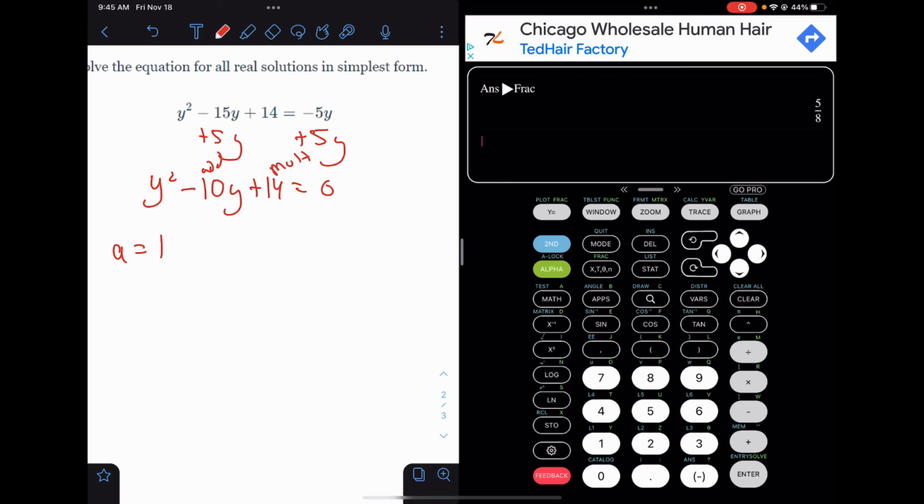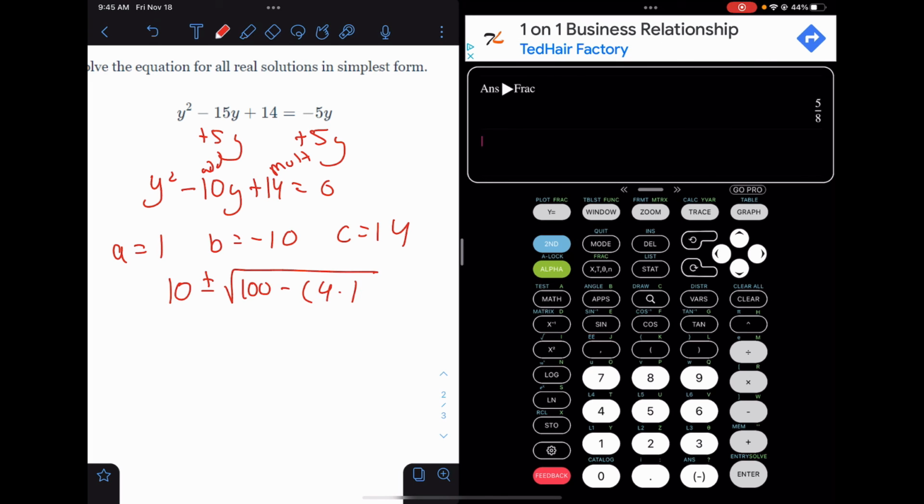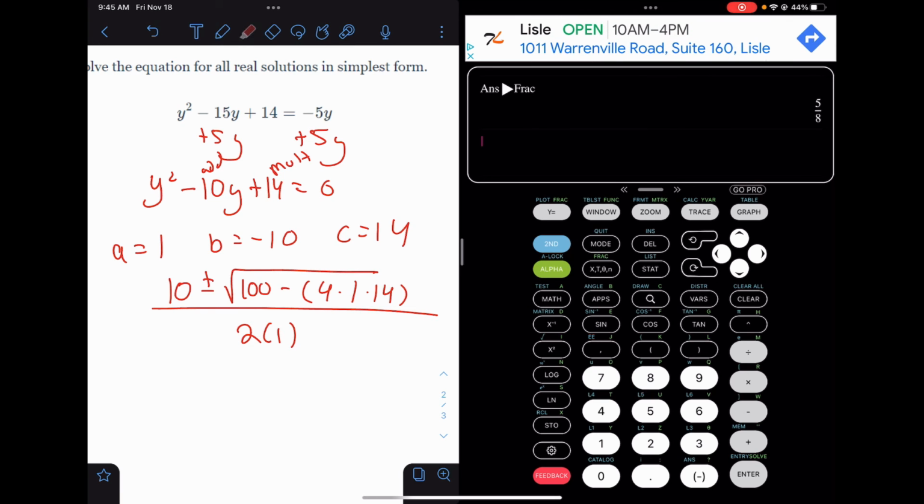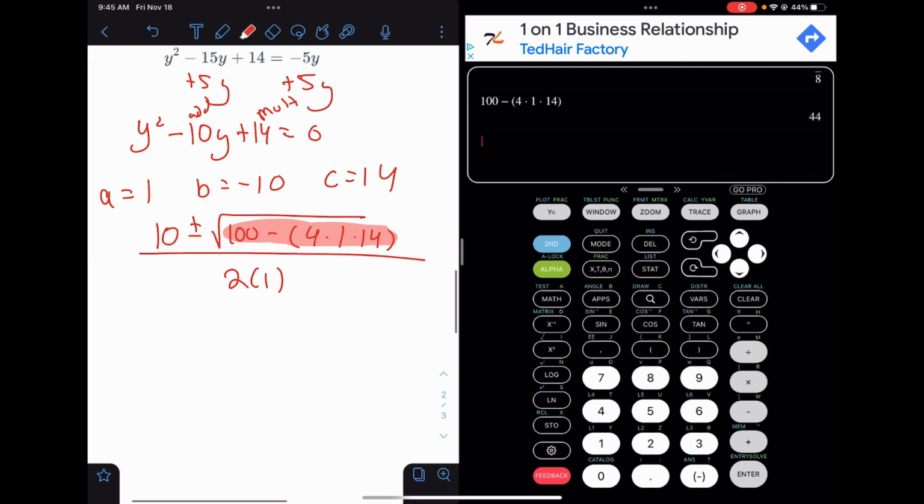So we go ahead, we get that a is 1, b is negative 10, and c is 14. Then we put that into quadratic formula. So we do opposite of b, plus or minus the square root of b squared minus 4ac all over 2a. Then I'm going to plug this ugly stuff into my calculator. So I do 100 minus 4 times 1 times 14, and I get 44. So I get 10 plus or minus root 44 all over 2.